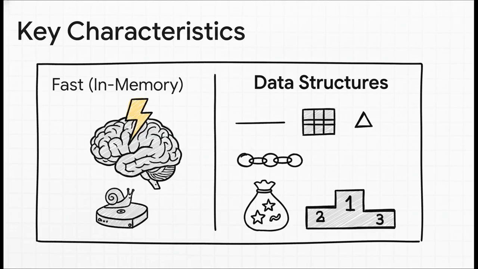But its real power comes from its support for all these different data structures. We're not just talking about simple key-value pairs here. Redis can handle strings, hashes, lists, sets, and a really powerful one we'll get to later called sorted sets.